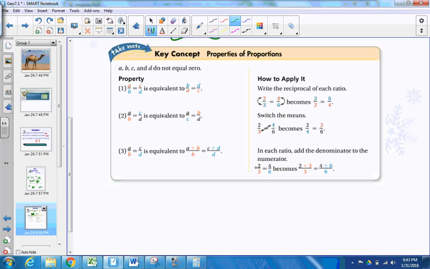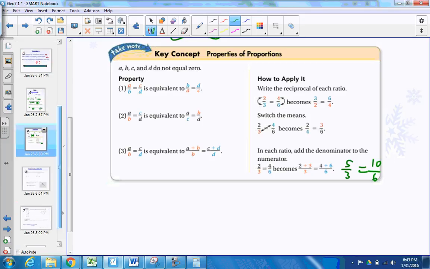So here's a number example. 2/3 equal 4/6 we're working with. It would be the same as 2 plus 3, so plus that denominator, so it'd be 5/3. And 4 plus 6 would be 10 over 6. 10/6, and that does work out. They would reduce to the same thing. Unique properties of proportions that may come in handy.